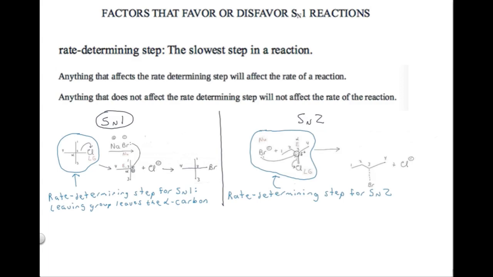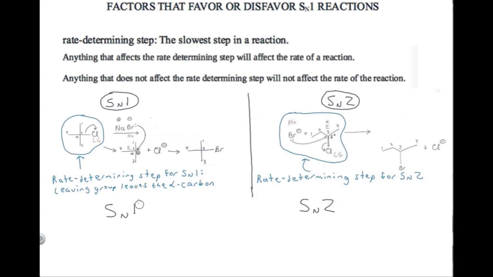Here is an example of an SN2 reaction. There is only one step in an SN2 reaction, so that single step must be the rate-determining step. What happens in that single step? The nucleophile attacks the alpha carbon, and the leaving group leaves the alpha carbon.